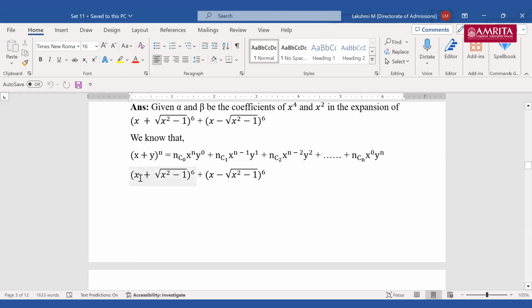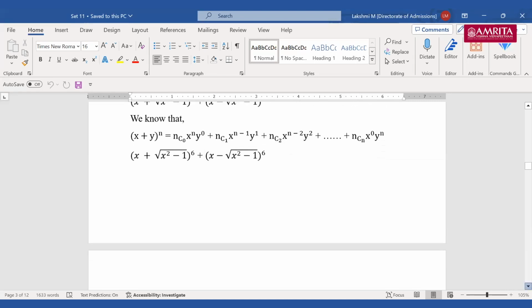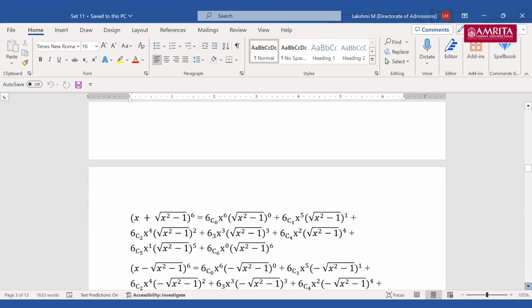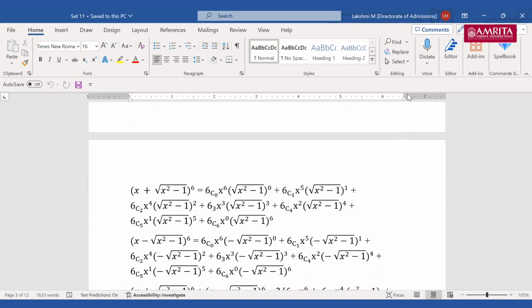So the terms are x and root of x square minus 1, but there is a change in the sign, right? So it will be alternately positive and negative. That's the change that's going to happen in this term. That's x minus root of x square minus 1 whole raised to 6. So yes, I have just expanded the terms here. It's very easy.